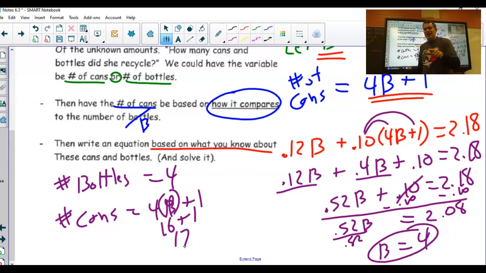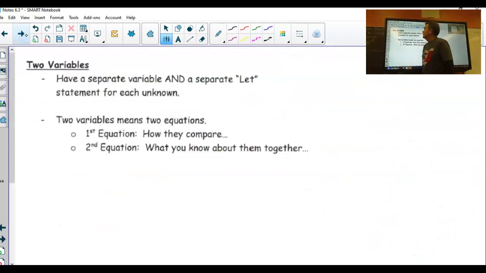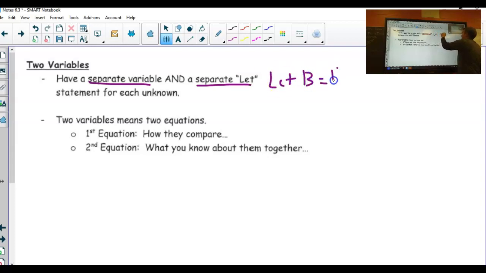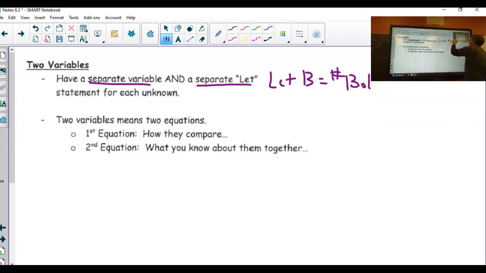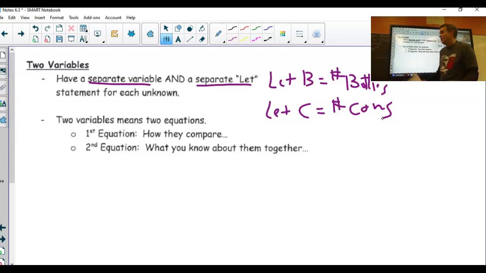But on this one, I want to show you how we could also solve it using two variables. So let's look at that. Now, if you're going to use two variables, then you have a separate variable and a separate let statement for each unknown. I would let b equal the number of bottles, and I would let c equal the number of cans. So I have a separate variable for each unknown amount.